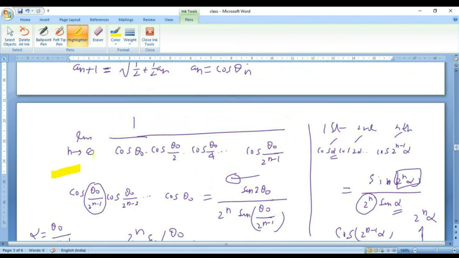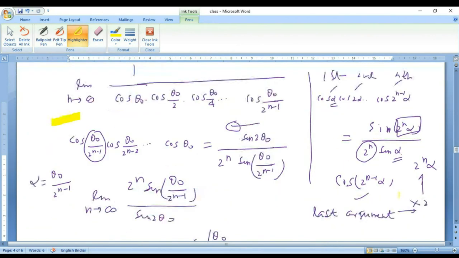That was limit n to infinity 1 over cos theta naught by 2, and all the way to cos of theta naught upon 2 to the power n minus 1. And we have got a result: cos alpha times cos 2 alpha times cos of 2 to the power n minus 1 alpha equals sine of 2 to the power n alpha upon 2 to the power n times sine alpha. We use this result here backwards, starting from this end, and we got this result: sine of 2 theta naught upon 2 to the power n times sine of theta naught upon 2 to the power n minus 1.